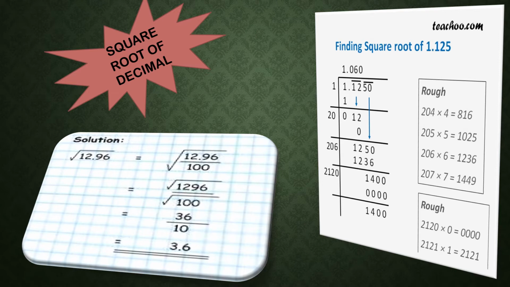Now see, after the decimal till 3 digits, the quotient is completed. So this is the answer, 1.060.